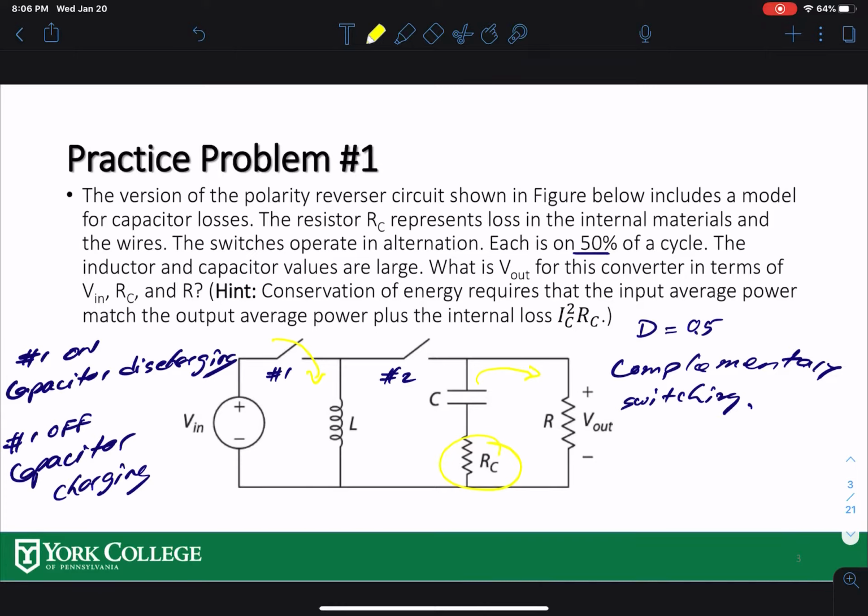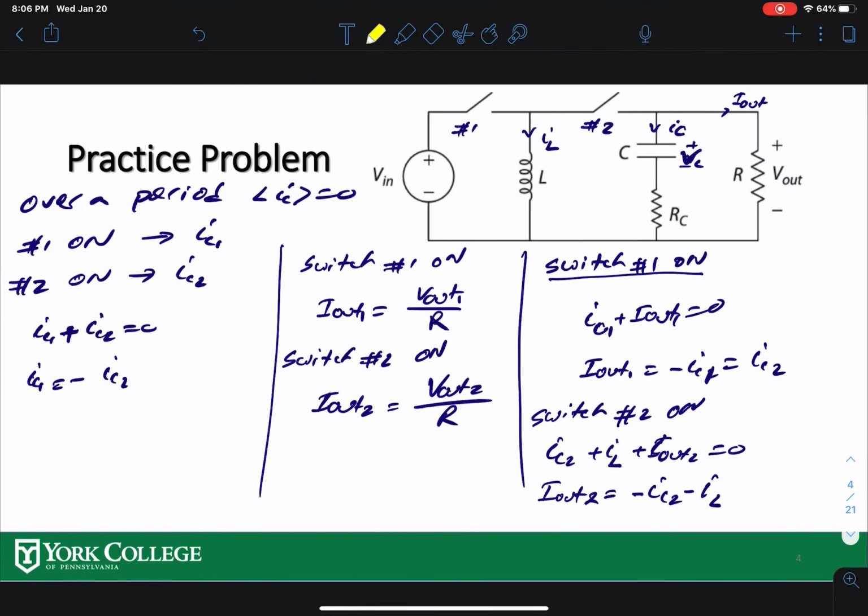And when switch 2 is on, 1 is off. When 2 is on over here, now your capacitor is charging. So it's not discharging, it's now charging. To summarize: switch 1 is on, the capacitor discharges; switch 1 is off, switch 2 is on, the capacitor is charging. So you have to take that into consideration.